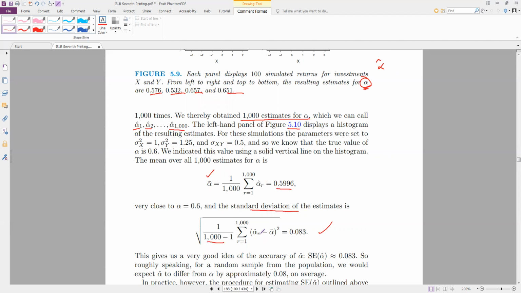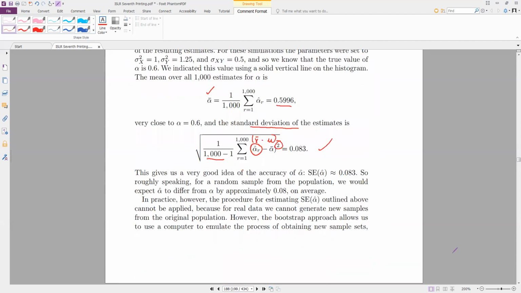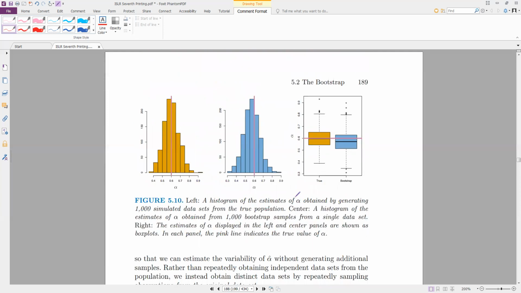There's your n minus 1, right? There's your kind of like the mean minus the mean idea over here, because you have your squares. It's kind of like the idea of doing the numerator of a variance here. Okay. And let's look at that graphic. So when they're saying the accuracy, right? The accuracy is the standard error, approximately 0.083. So for a random sample from the population, we'd expect the parameter to differ by about 0.08 on average. Well, let's look at their diagram here.